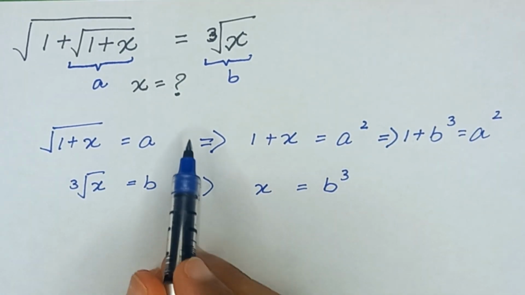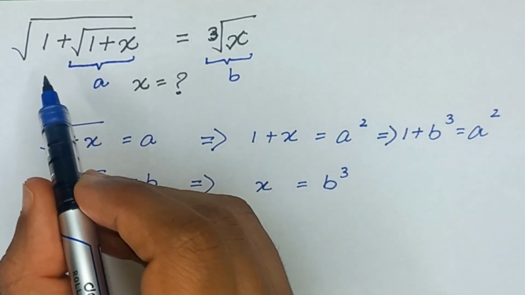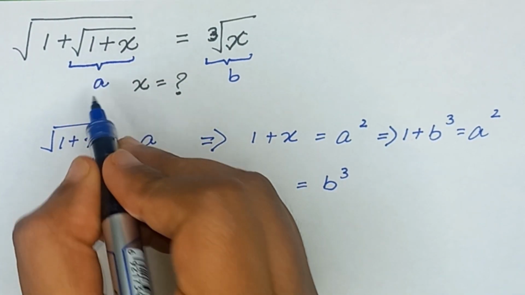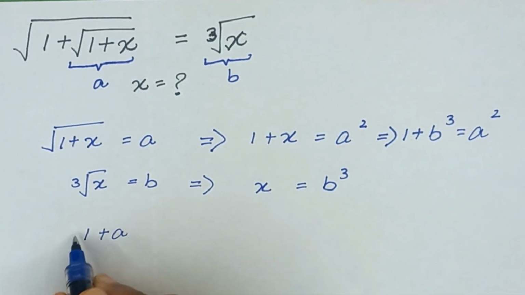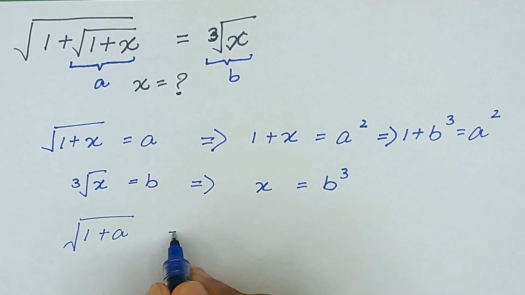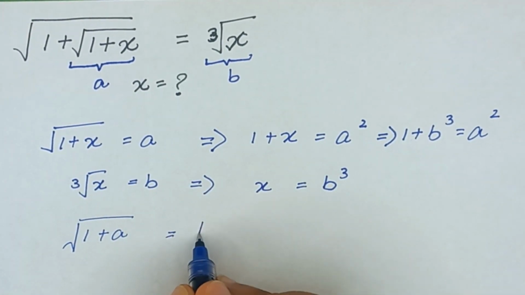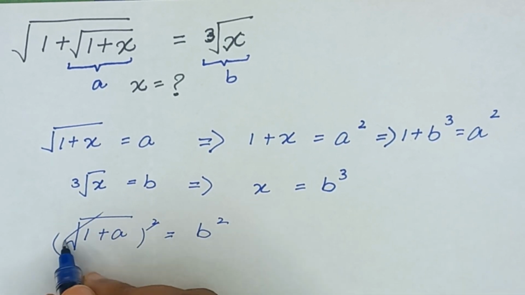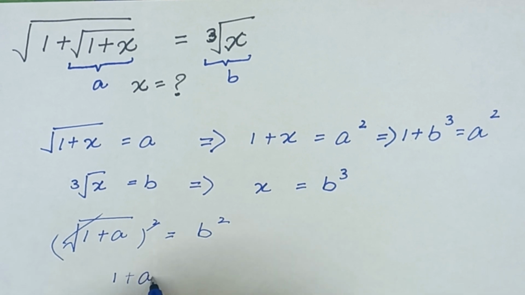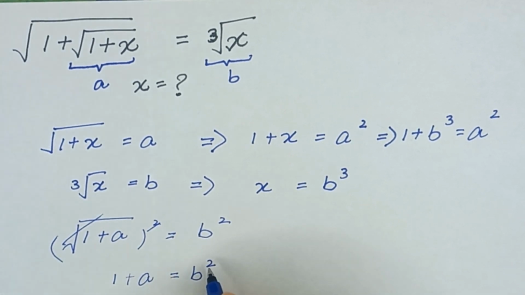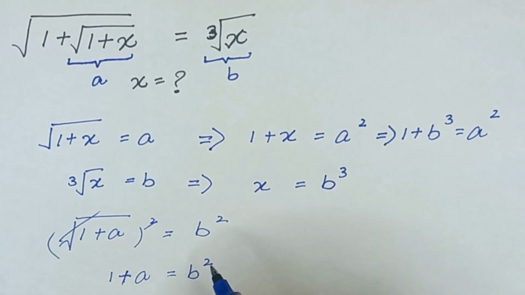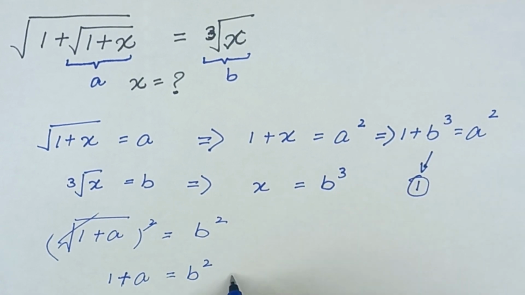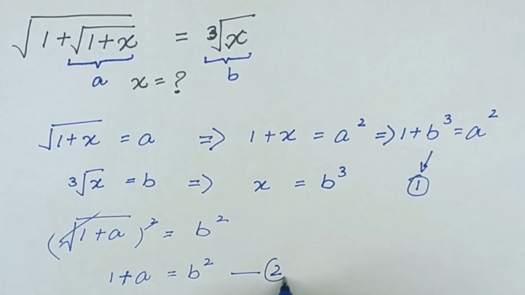Now I will substitute these values in the above equation. Because the square root of 1 plus x is a, it will become the square root of 1 plus a is equal to the cube root of x, which is equal to b. Now I will apply square on both sides, so it will cancel out and become 1 plus a is equal to b square. I will name this equation as equation number 1 and this equation as equation number 2.